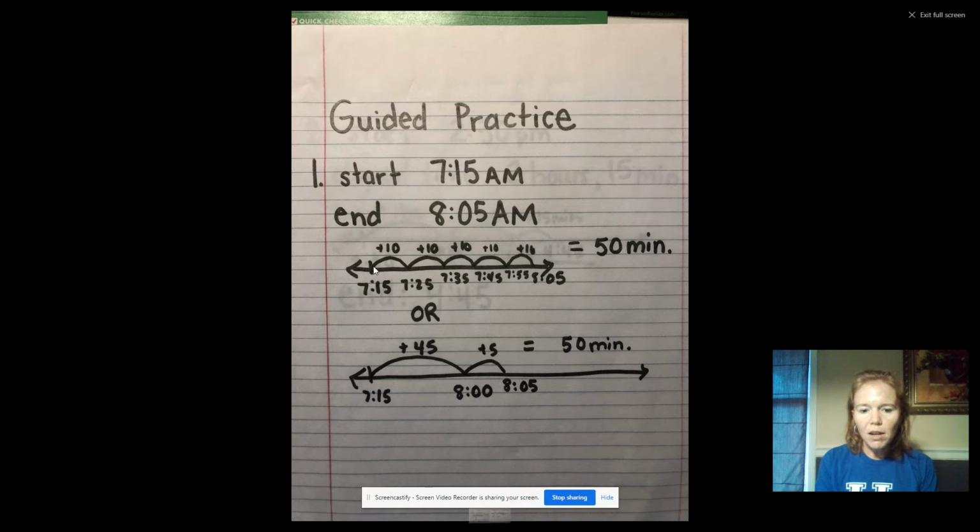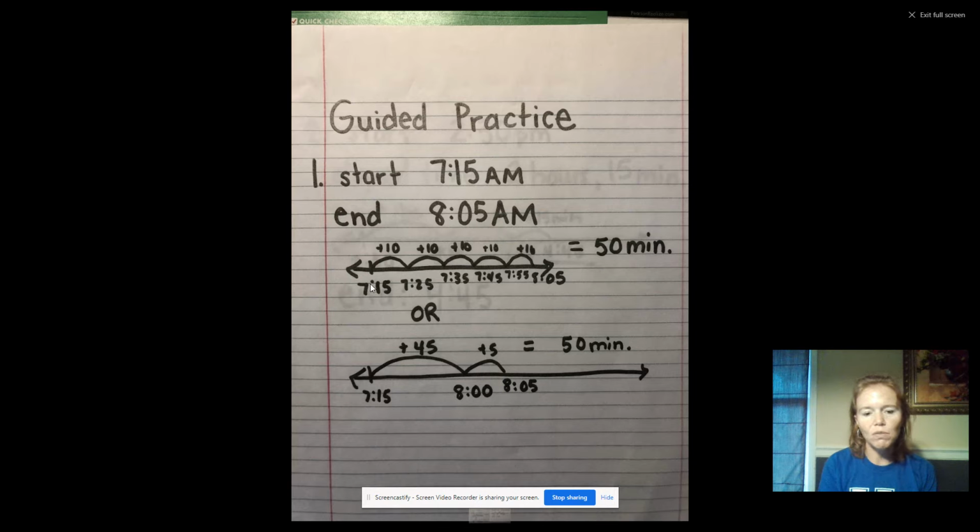When I look at that on a number line, I could think about how much time is in between 7:15 and 8:05 by counting by tens. That's one strategy, and I can see that there's less than an hour in between those two times because it takes 60 minutes to make an hour. So when I count up by tens, just because that's an easy strategy that a lot of us have practiced with regular counting, we can do the same thing with minutes and time.